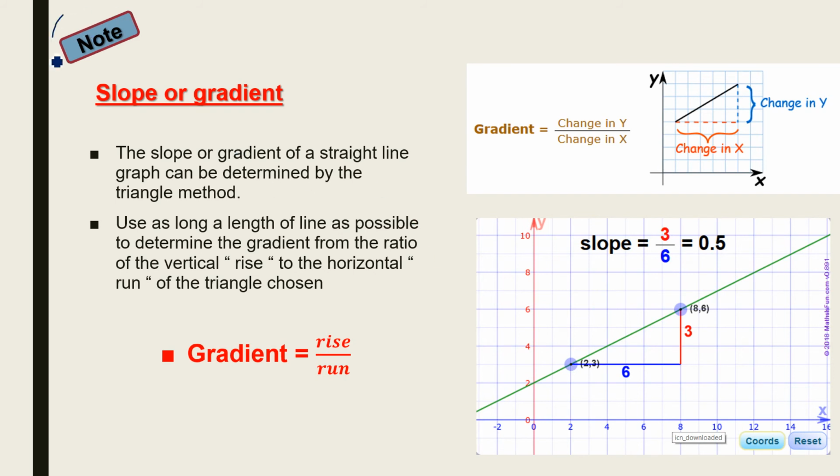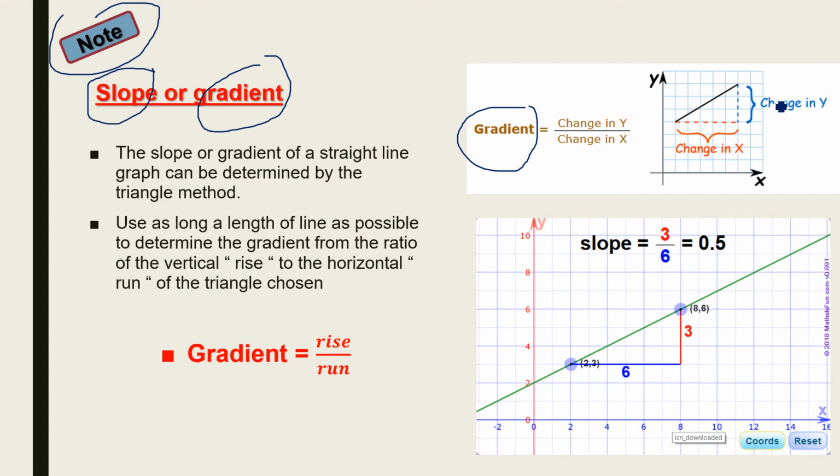Here I have this note for you, to help the girls who don't know how to find the slope or the gradient. Slope is also called gradient, it's the same meaning. The slope or gradient of a straight line graph can be determined by the triangle method. Gradient or slope is equal to the change in y, which is the rise, over the change in x, which is the run.